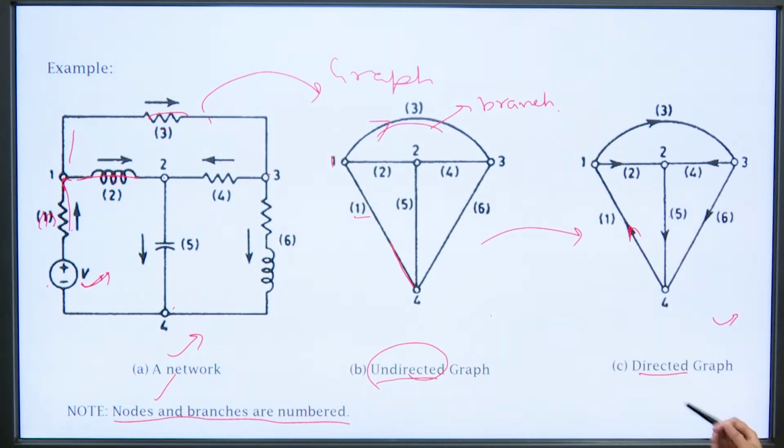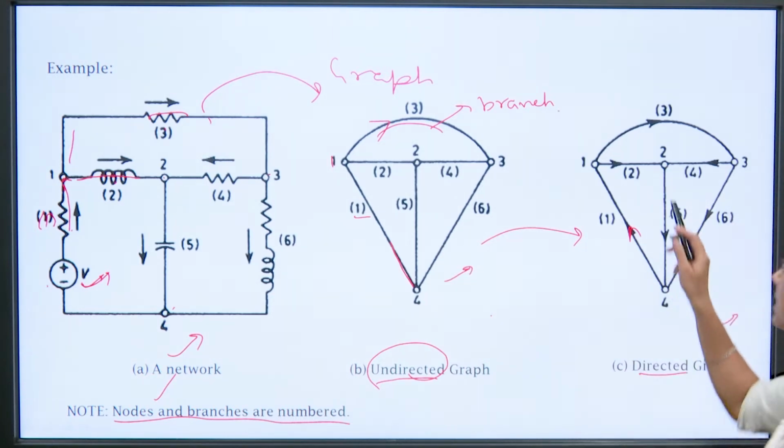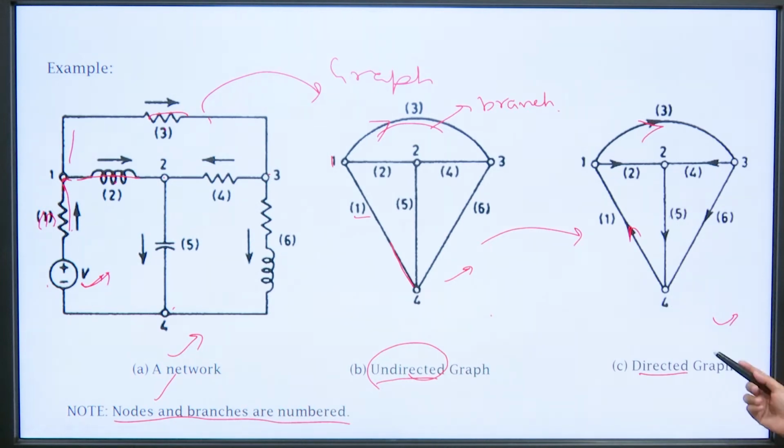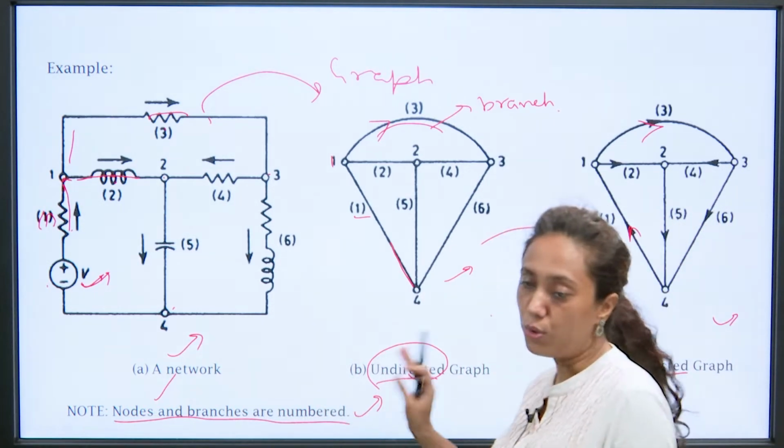The difference between both is, one has no sign indicating the flow of current, the other has an indication with an arrow, which we assume to be the direction, right. So this is the way to draw a graph.